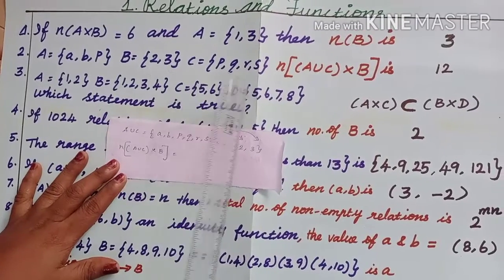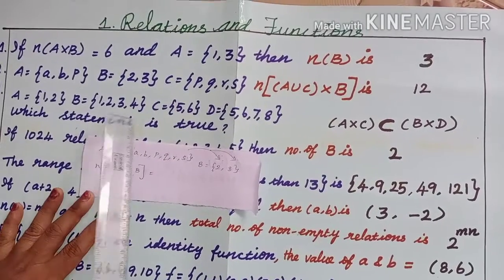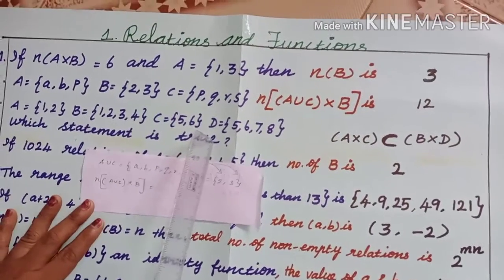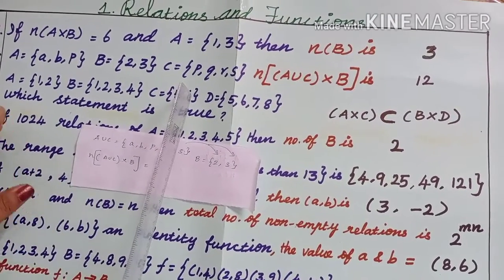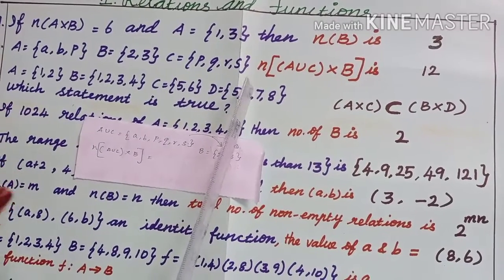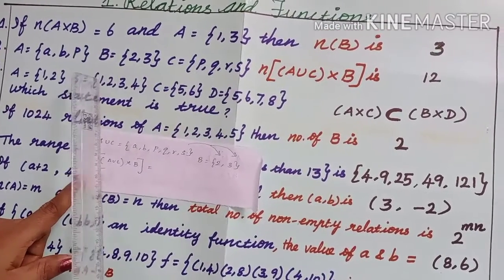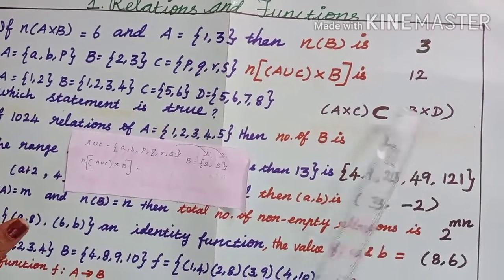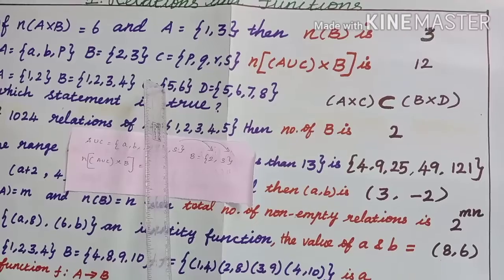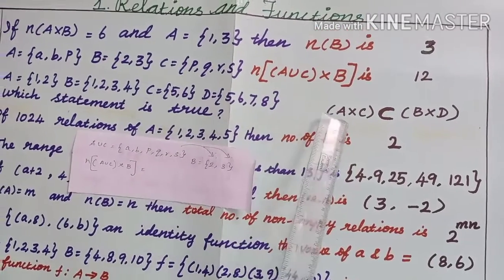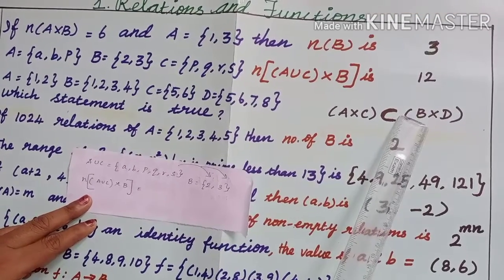So the third question. A, B, C, D, 4 options are given. You find out which statement is true. You see A and C are the smaller sets, and B and D are the larger sets. Here 8 members are there. So B cross D is the higher one. B cross D you will get 16 members. A cross C you will get 2 into 2, 4 members only. So A cross C is a subset of B cross D. The first answer is the correct answer.